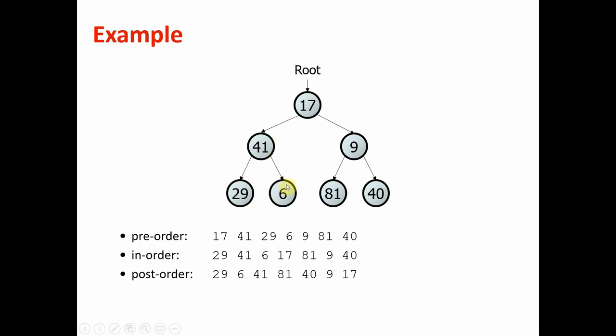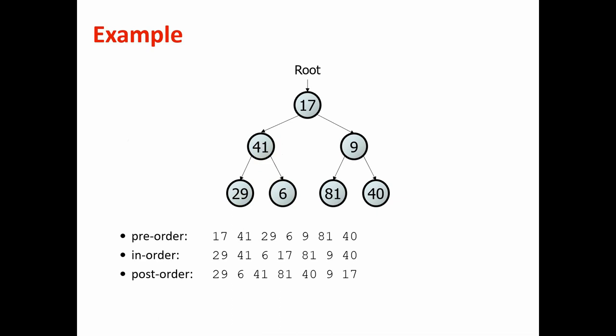So I go through its right subtree. It's a leaf again, right? It doesn't have any left or right child. So now I can display 6. It's going to be 29, 6. Now for this node, I did both its left subtree nodes and right subtree nodes. So 29, 6. So LR is done. Now I can display the node. So 29, 6, now 41.